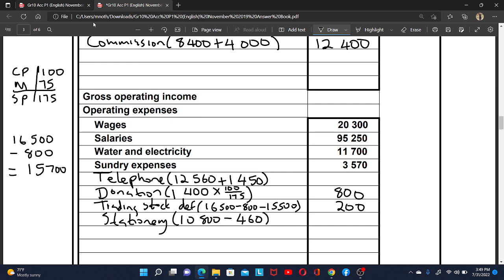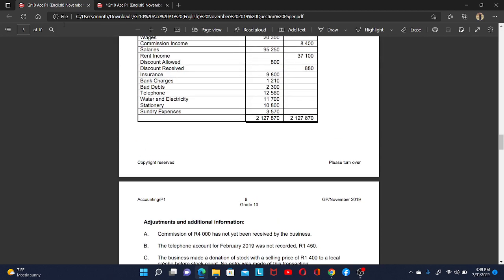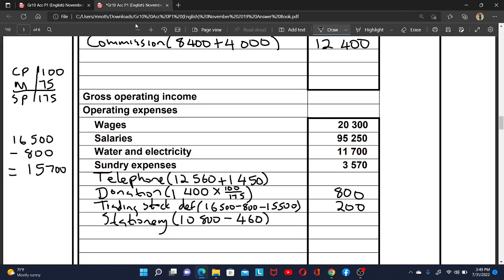And then the next one, a debtor who owed 1,000. That is talking about the bad debts here. How much is the bad debts? The bad debts are 2,300.